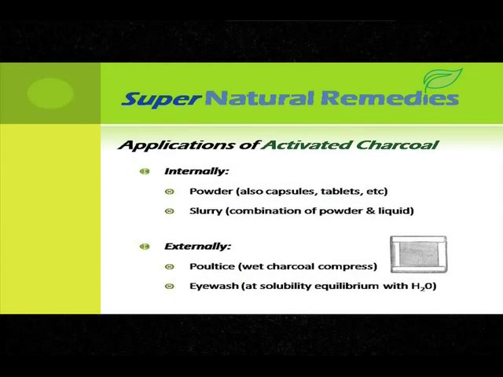First, I want to go to the applications. How do we actually use this in the body? Well, we can take it internally. You can get it in powder. Actually, Country Life, our vegetarian whole food store, sells it in canisters, and you can buy it in the canister. You can make it yourself, which we'll learn how to do at some point. You can also buy it that's been pressed down into capsules or tablets, so you can take that internally.